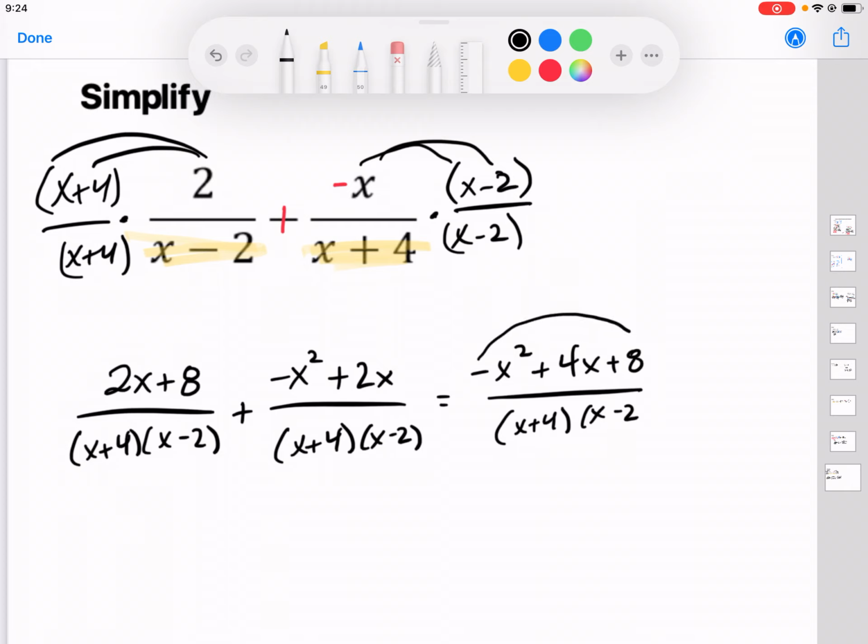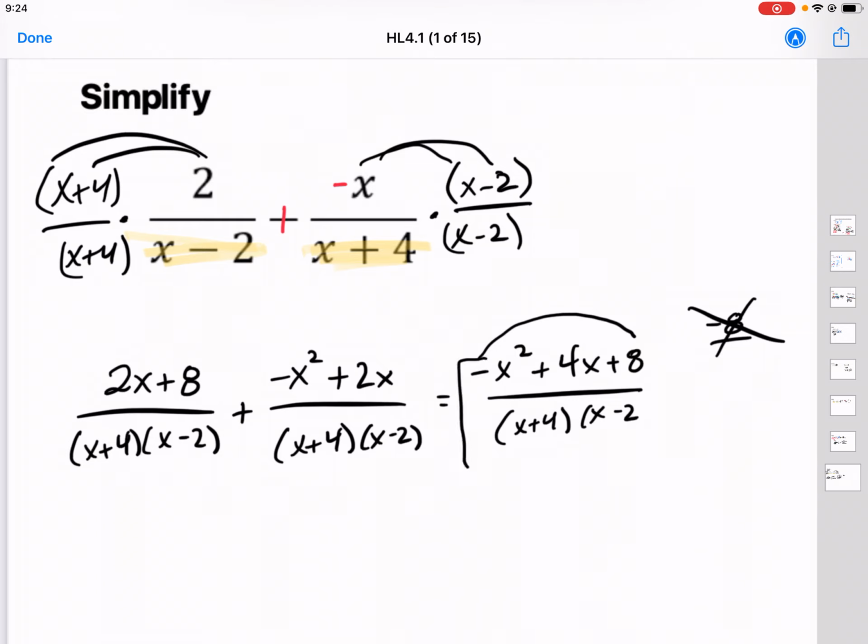Quick way to see if this actually factors as a trinomial: multiply those together, and then see if there are any factors of negative 8 that add up to 4. The answer is there are not any. Therefore, this right here is your answer.